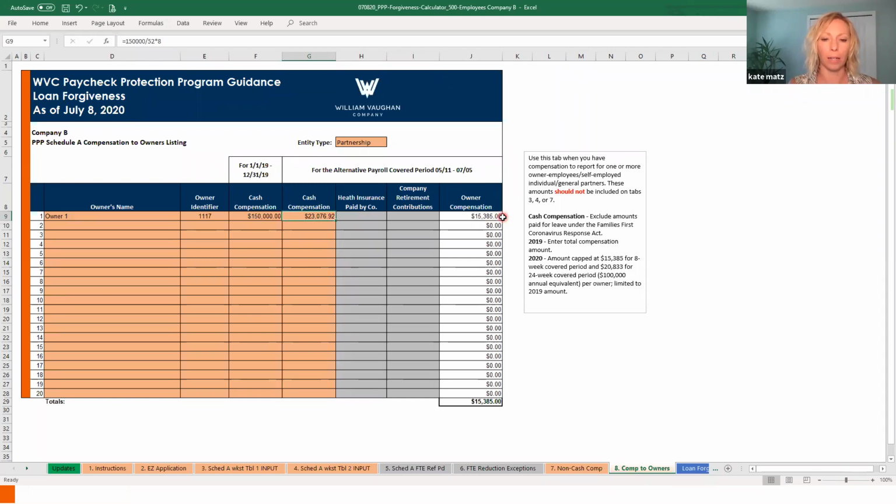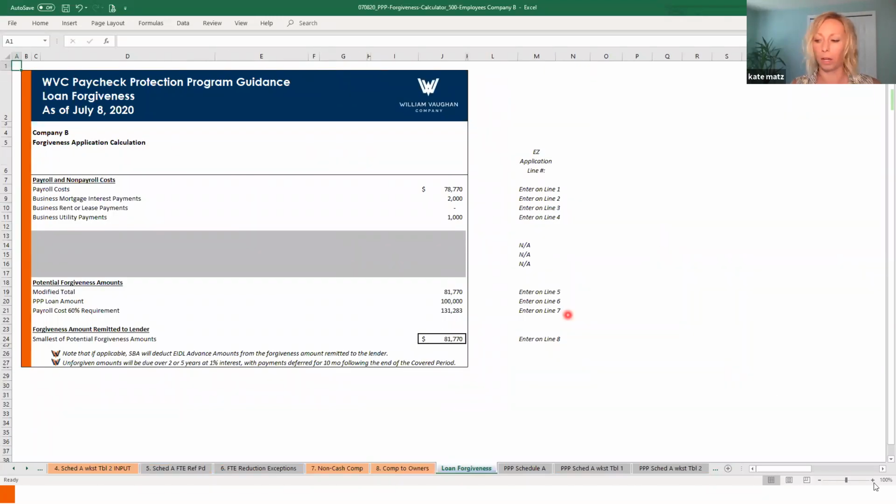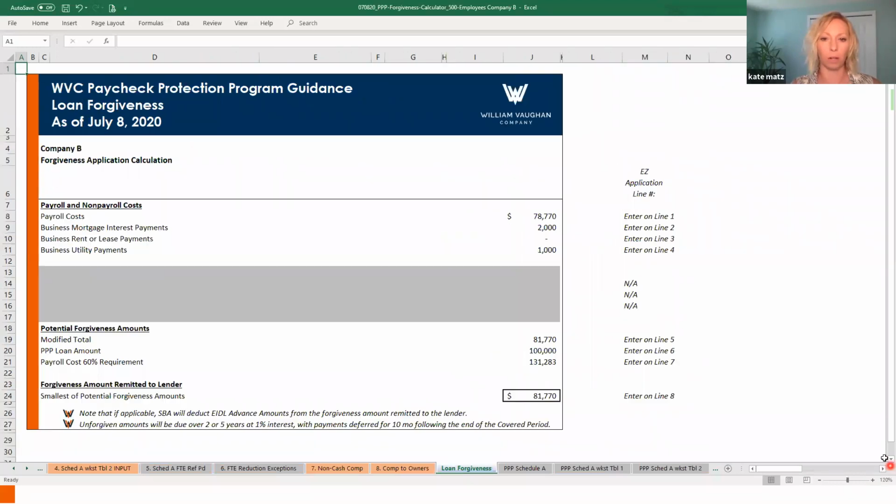Notice again, as it comes over to what's actually being counted in the calculation, it's that 15,385. So we're subject to that same limitation of the 15,385 for the 8-week period. We can't go over what would be equivalent to $100,000 annually. All right, so that gets us through all of those salmon colored input tabs for company B. We'll flip over now to the bright blue and look at how our calculation is playing out here.